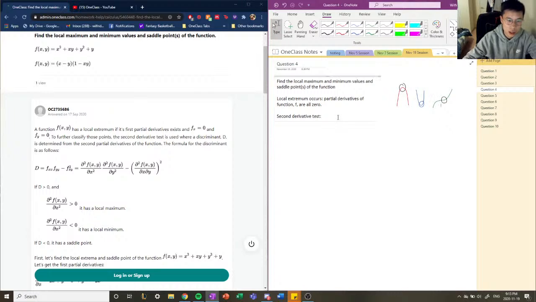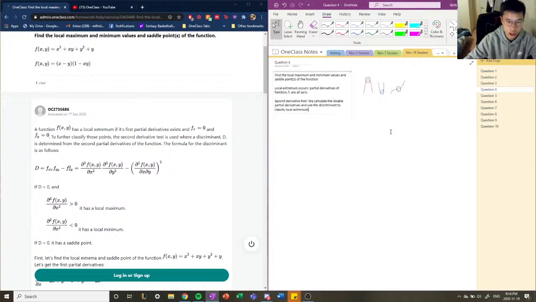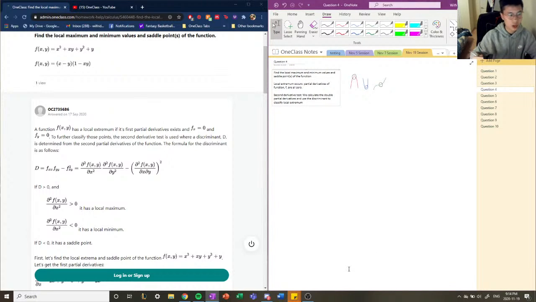Okay, so we calculate the double partial derivatives and use the discriminant to classify local extrema. Now we're going to try to solve both of these functions together. So the first step is to calculate the partial derivatives. Our first function here is f of xy. Maybe I can make this thicker.